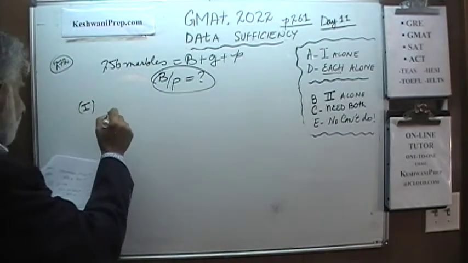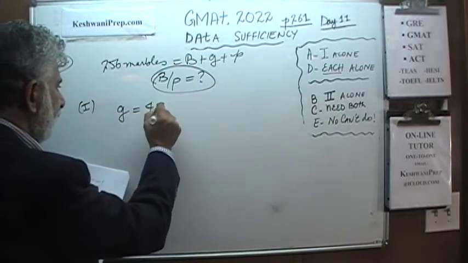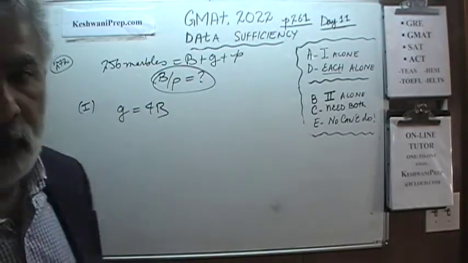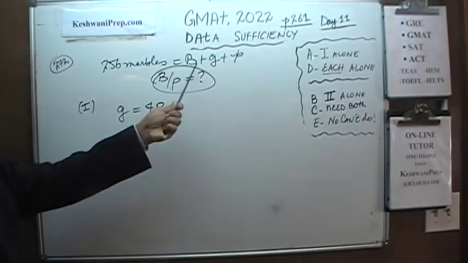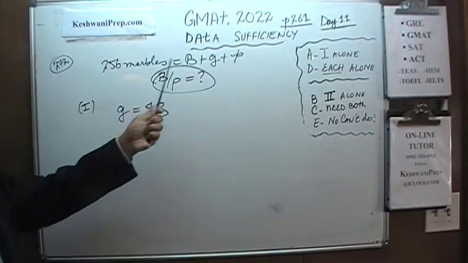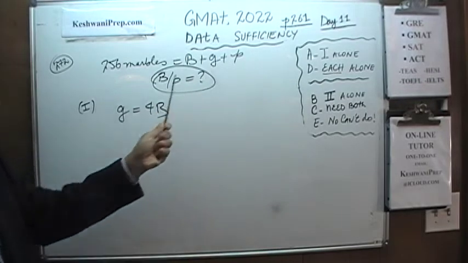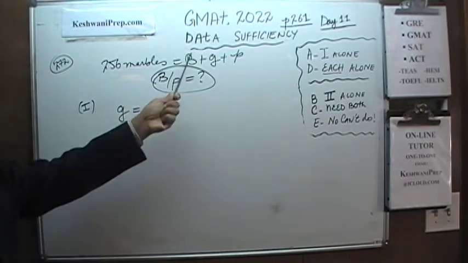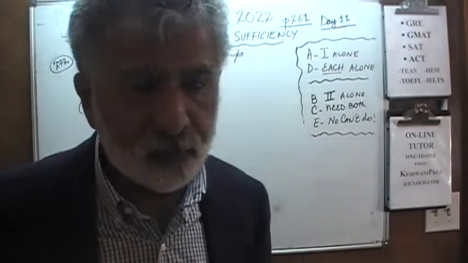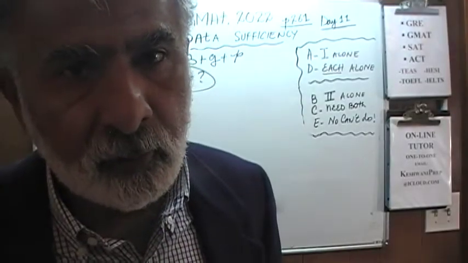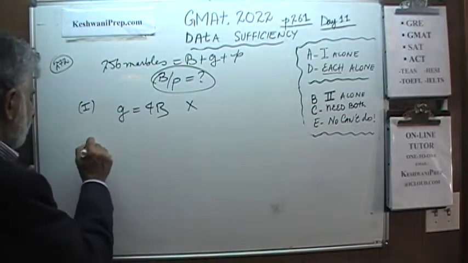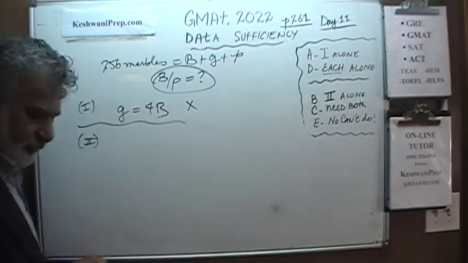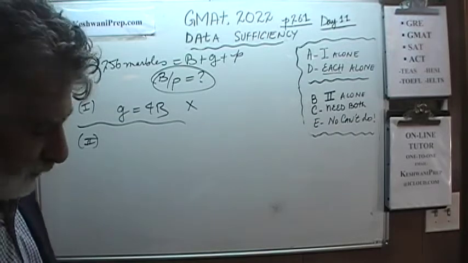The first statement tells us that the number of green marbles we have is four times the number of blue marbles. So that's one equation. They give you the first equation right here, 256 equals B plus G plus P. So we have one equation here, they have another equation here. That's only two equations, and we have three unknowns. We cannot solve for three unknowns with just two equations. First statement by itself is not enough. If we have three unknowns, we need three independent equations, obviously.